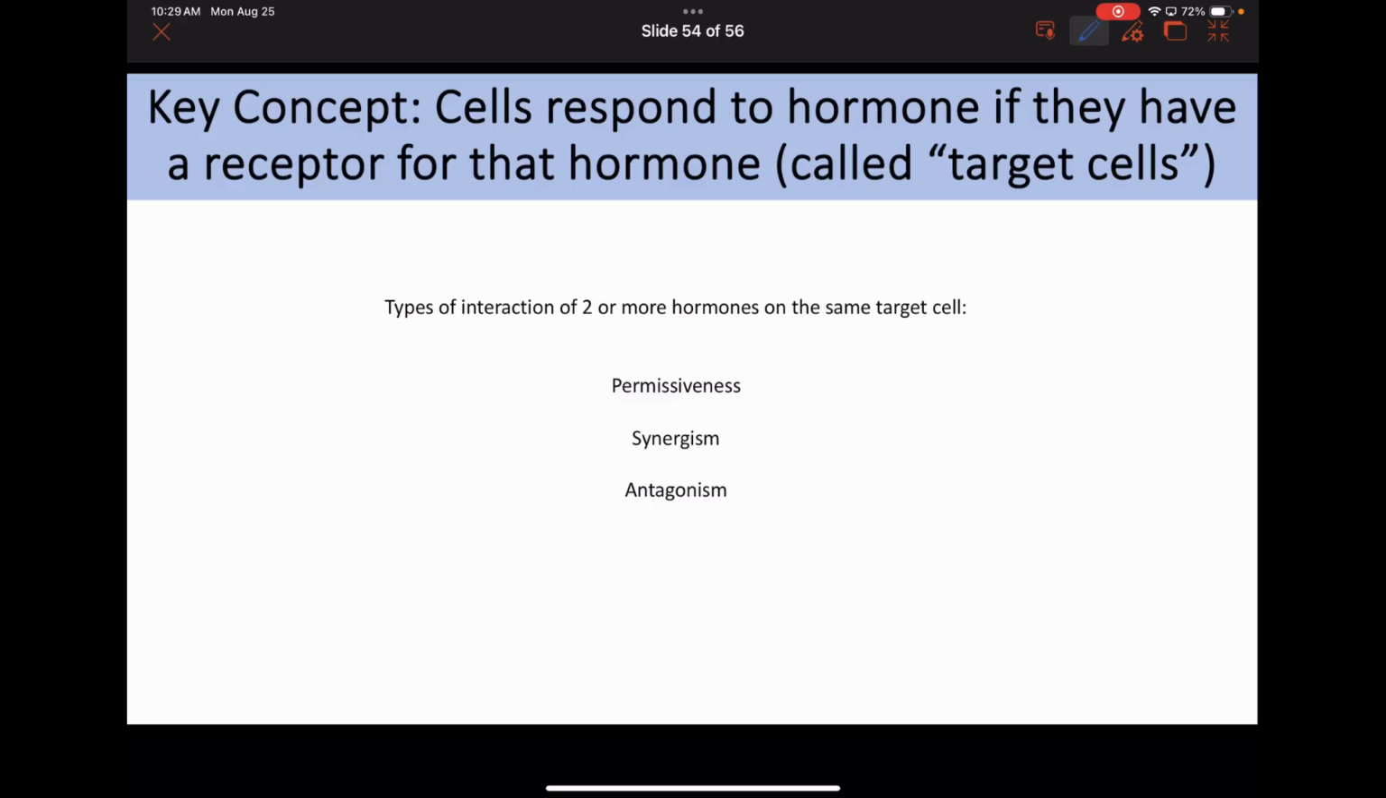So we'll talk about antagonism first. Antagonism is when two hormones are working on the same target cell, but they have opposite effects. An example of antagonism is insulin versus glucagon, which we'll talk about more on Wednesday.